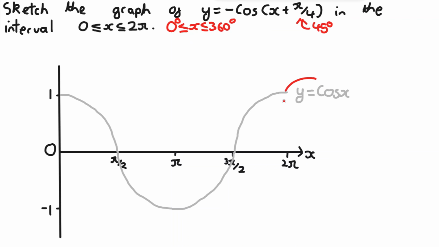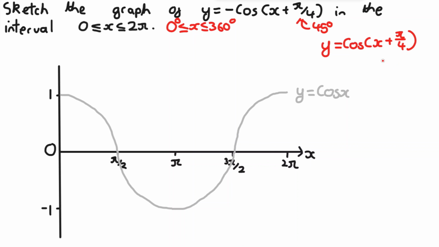So I've already sketched the untranslated graph of y is equal to cos of x, and as we said before in multiple transformations, the order in which we do the transformations is the order in which it affects x. So this is in the bracket, the plus pi over 4, so this is going to have an effect before the minus. So we're first going to sketch y is equal to cos of x plus pi over 4 like this.